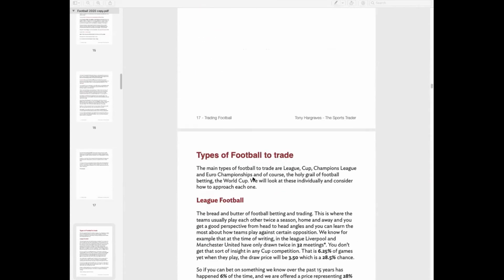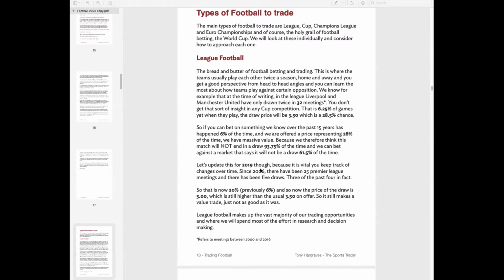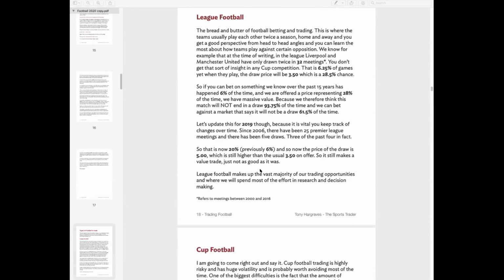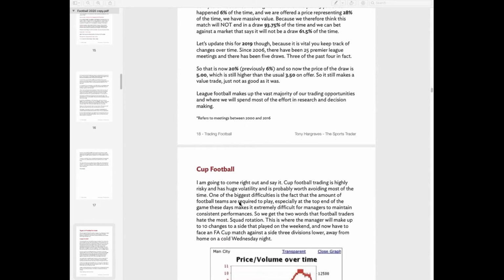So then looking at the types of football to trade, obviously you've got your league football, which is the bread and butter. So your Premier League, Championship, you've got La Liga, maybe some German football. They're the ones that most people trade. Also, I look at the A-League when it's on in the mornings over here. So cup football, obviously completely different. Now, for me, cup football, very, very difficult to trade. I don't do well at it at all.